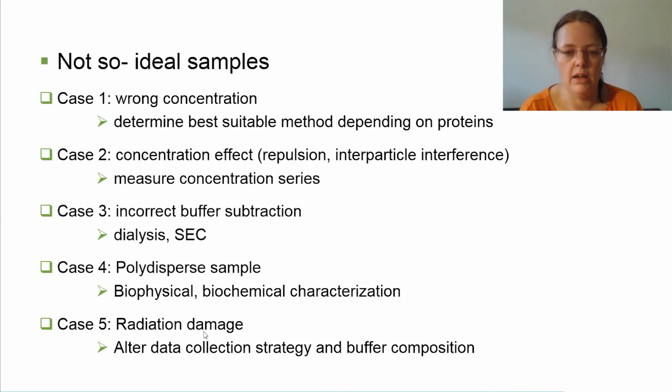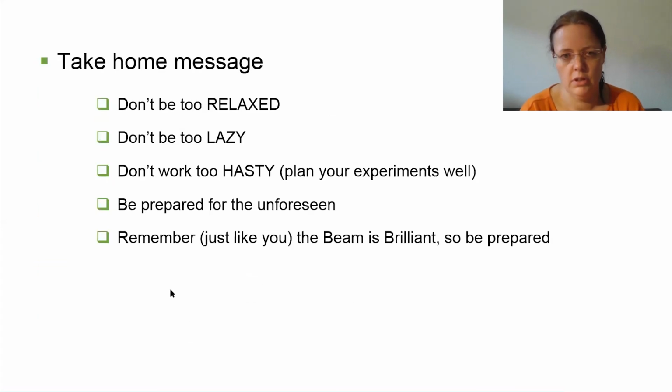So try to collect as much information as possible to really understand what's going on in your sample. And then take radiation damage into account and look for this while you're collecting the data to see if you can improve the collection strategy to reduce the radiation damage. So don't be too relaxed when you're doing the measurements. It's a simple measurement. You push a button, the robot does everything for you, but really do pay attention. Don't be too lazy. Really go the extra step and do enough dilutions, make sure you have the right buffer, do the dialysis.